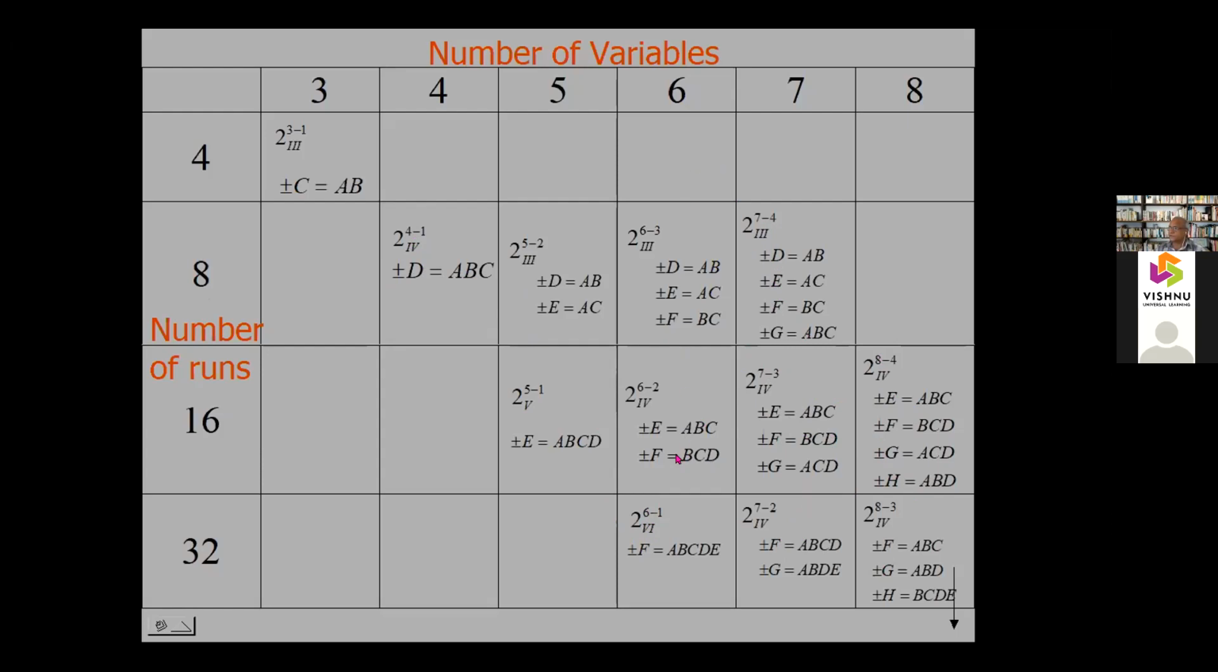Okay, so 6 variables, there's no resolution 5. 7 variables, no resolution 5. 8 variables, also no resolution 5. But it is very rare that all 8 variables are significant. So when you do the first screening experiment, you may find that only 3 or 4 are significant. In that case, you can go for a full factorial or a resolution 5 design, and thereby you can eliminate the unwanted variables.